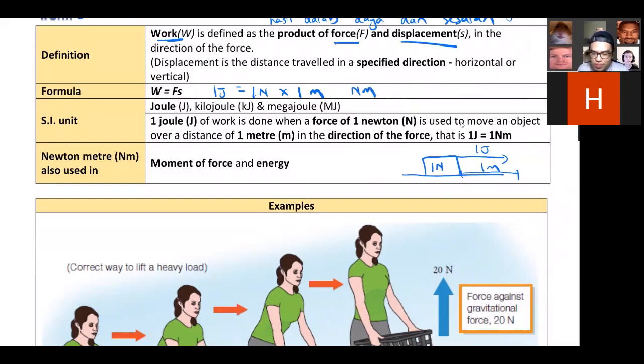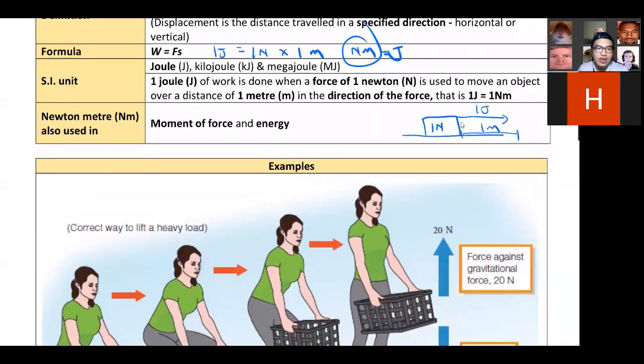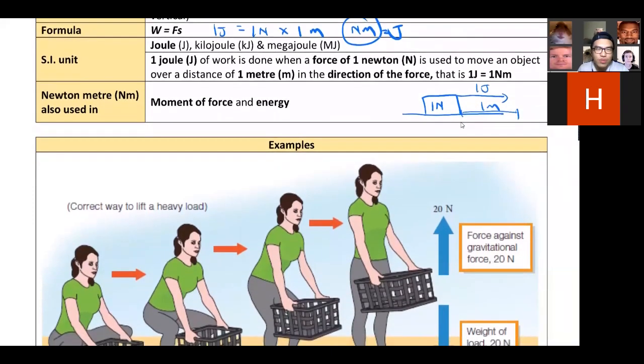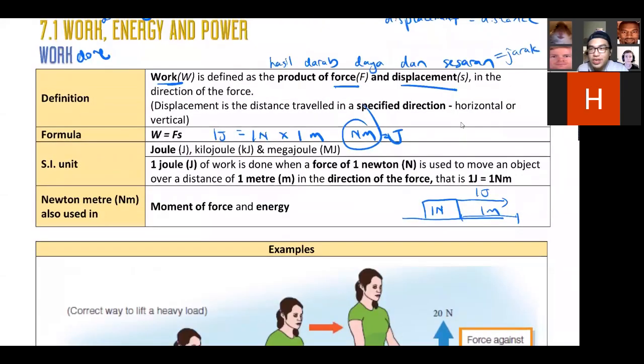Newton meter is the same as joule. So you can write this in case you forgot. You can just write Newton meter and you still get the mark. Newton meter is also used in moment of force, but this one is not important, don't memorize this. The key point here is work done equals force times displacement. Kerja sama dengan hasil darab daya dan sasaran. That's all. Very, very simple.